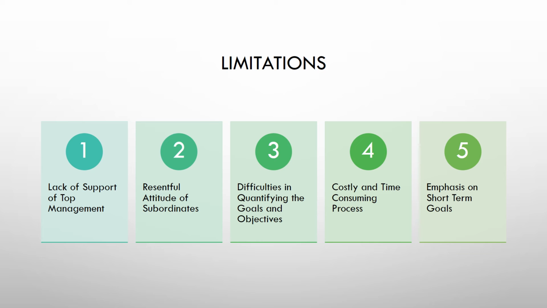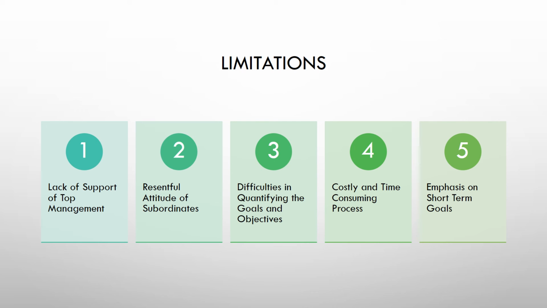In second number, we will be talking about resentful attitude of subordinates. The attitude of subordinates may sometimes make the work difficult because their attitude towards the work tasks will be very negative and not supportive. Third point will be difficulties in quantifying the goals and objectives. The goals and objectives are not always properly understood by the managers and staff level. That is why sometimes there will be difficulties in quantifying the objectives and goals, as it is not clear, and sometimes the employee lacks the creativity and knowledge.